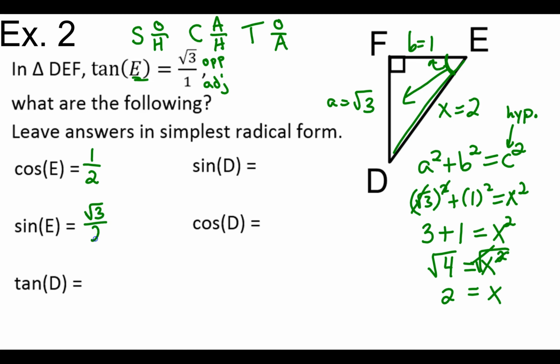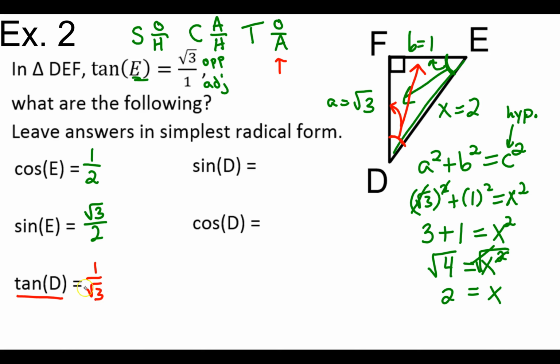Hypotenuse is 2. So that's that one. Next one, we're going to switch colors since we're dealing with D now. Tangent of D. Tangent, if you guys remember, is opposite over adjacent. So from D, the opposite side is 1. The adjacent side is square root of 3. So we're going to write this as 1 over square root of 3.